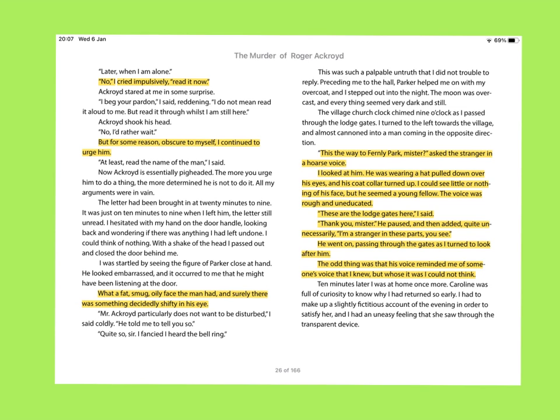So on second reading, when we're aware that Shepherd is the killer, we can see much more now in terms of this bit of dialogue here. "No," I cried impulsively. "Read it now." Ackroyd stared at me in some surprise. So in retrospect, we can see that's the anxiety of a guilty man about to be exposed. But Christie, in terms of her control of plot, she defers that, okay? Now, you can feel that's a bit cheesy on retrospect, on second reading. Don't call it cheesy, call it a plot contrivance.